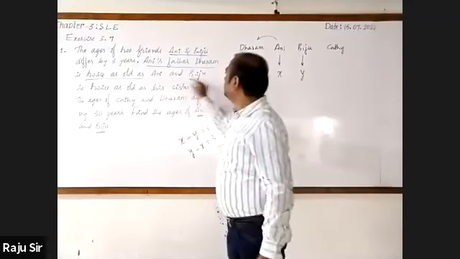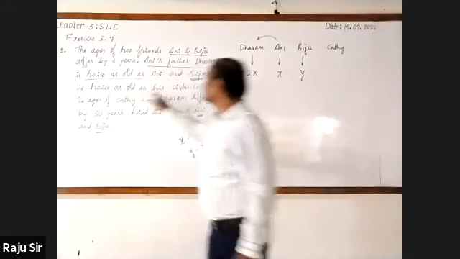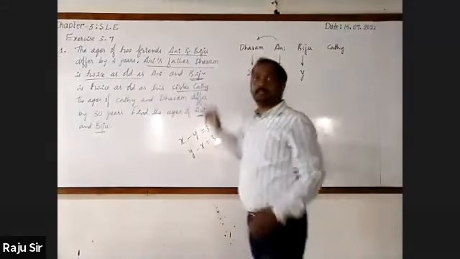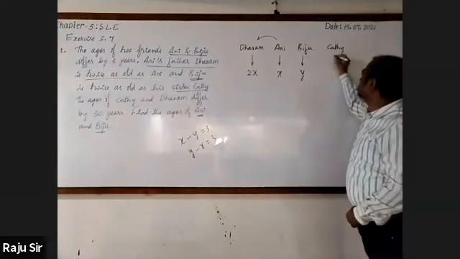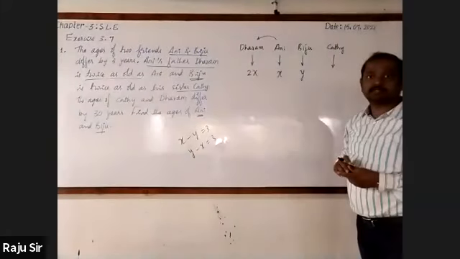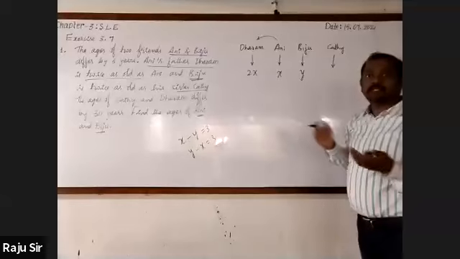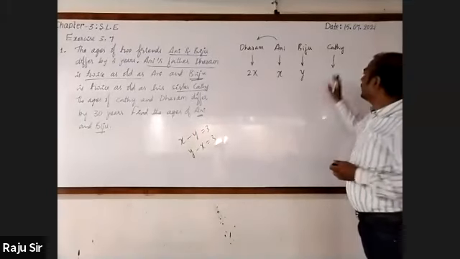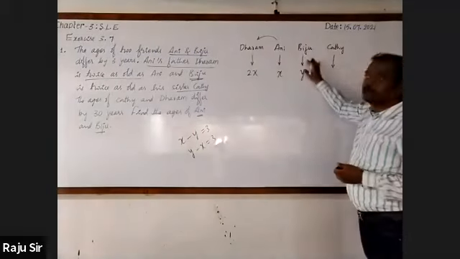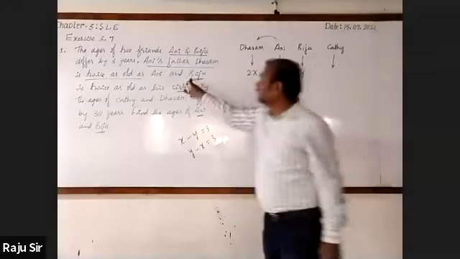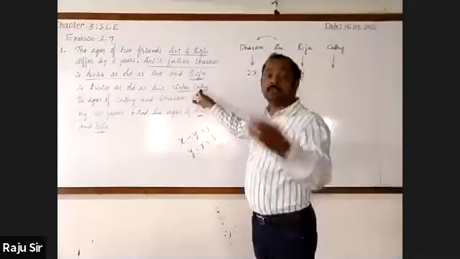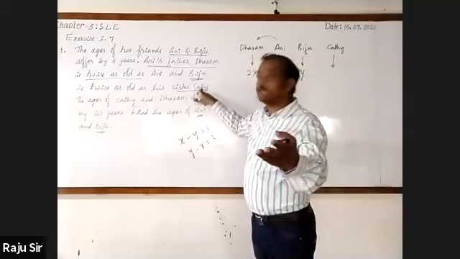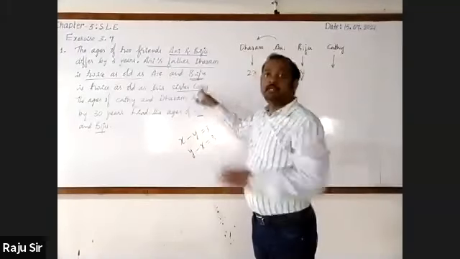And Biju is twice as old as his sister Kathy. Then what about Kathy's age? Not 2y. Kathy's age is half of Biju. Look here, Biju is twice as old as Kathy, which means he is elder than Kathy. So it is y by 2.